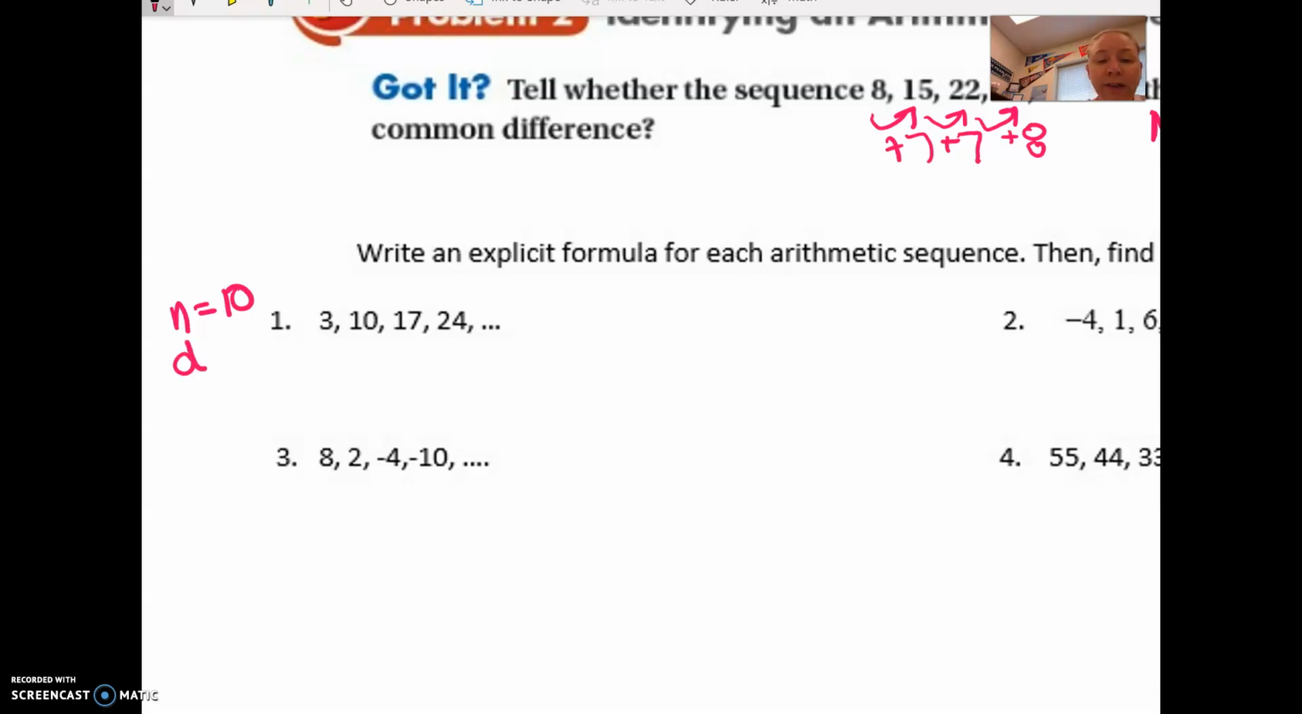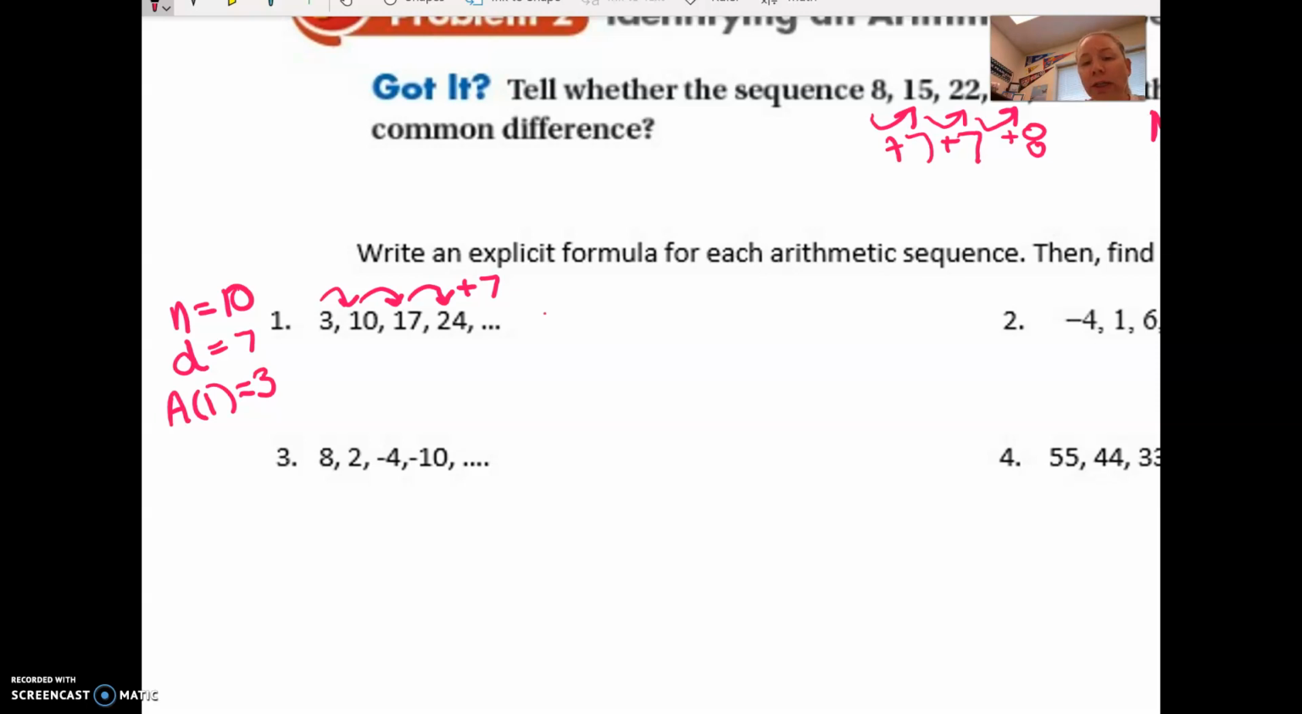We're going to have to find the common difference, and then, of course, the first number in the pattern, which is A1. In this case, the first number is 3. N is 10, and then we're trying to find what is happening each time in the pattern. In this one, it's going up by 7. So 7 is going to be my D, my common difference. Now I have everything I need to write my formula.